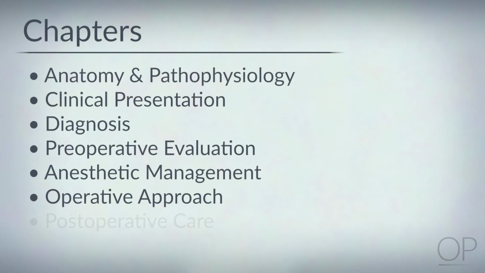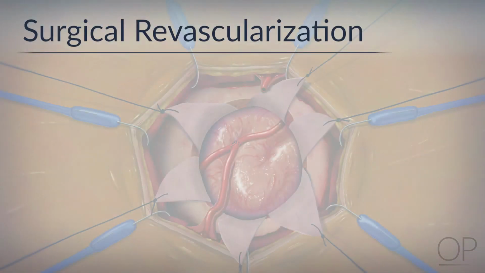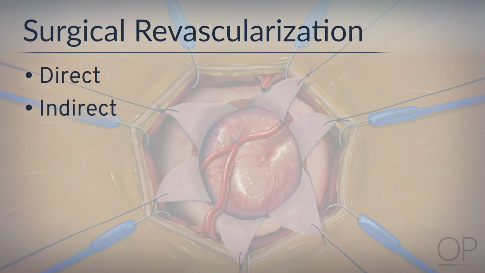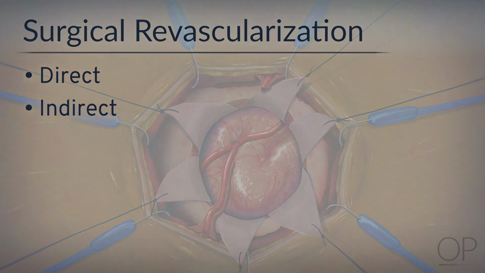Operative Approach. The surgical technique used to improve cerebral perfusion includes revascularization. Revascularization can be direct or indirect. There are many factors that influence which technique is chosen and are beyond the scope of this video.